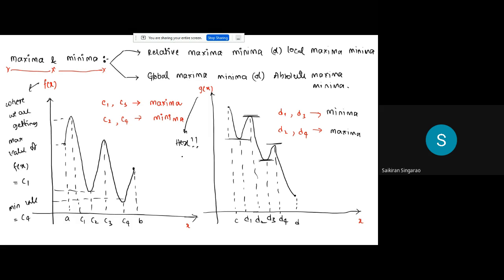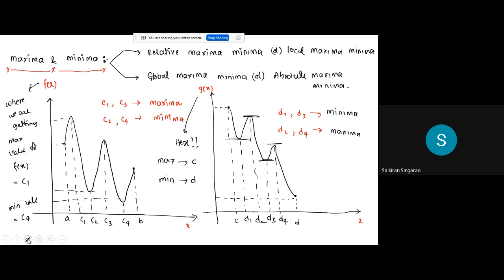Very good. Here, can you tell me where you are getting max value, where you are getting min value? Absolute, like where is the function seeing maximum value, or where is the function seeing minimum value? D2 is maximum. Where is it seeing maximum value? C, right? Where is it seeing minimum value? D, right?